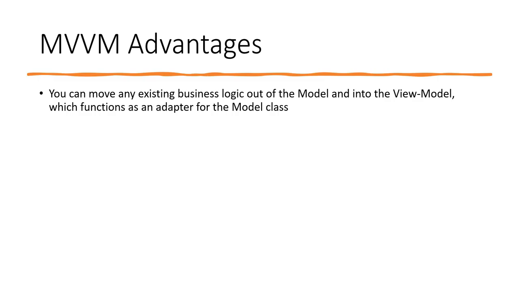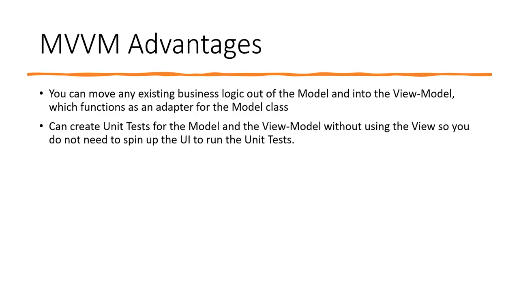We can move any existing business logic out of the model into the view model. We've pretty much been doing that. We haven't put much business logic, with the exception of a bit of validation, into our POCO objects and so on. But you might inherit an application where they have done a lot of coding inside the business layer that you need to separate out. We can get that into our view model instead of having it anywhere near the model classes.